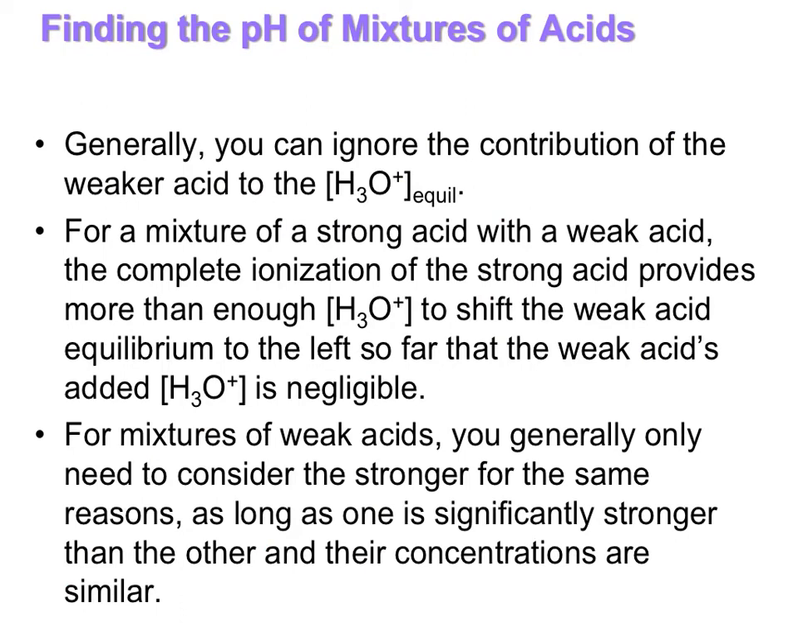So what about the case when you have a mixture of acids? How will the pH be affected by these two? If you have a mixture of a strong acid with a weak acid, the overall ionization of the strong acid is what provides all the hydronium necessary to shift the equilibrium. And overall, the amount of weak acid that contributes to the hydronium is negligible. For mixtures of weak acids, you only necessarily consider the stronger one. It's the same idea as for a strong acid and a weak acid: one of them is going to be negligible.